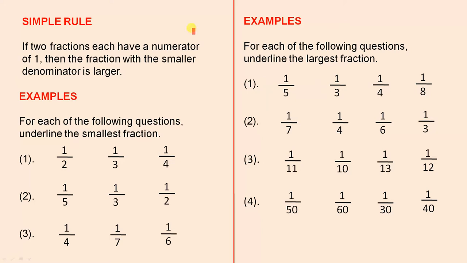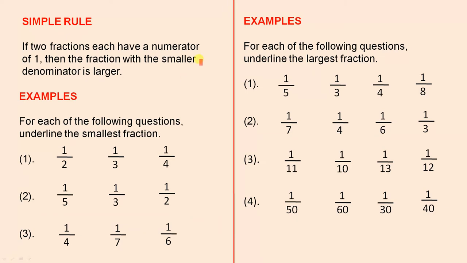Now here's a simple rule. You might say, why is that the case? Well, this is a very simple rule, and if you remember this rule, it makes this job a lot easier. If 2 fractions each have a numerator of 1, then the fraction with the smaller denominator is larger.